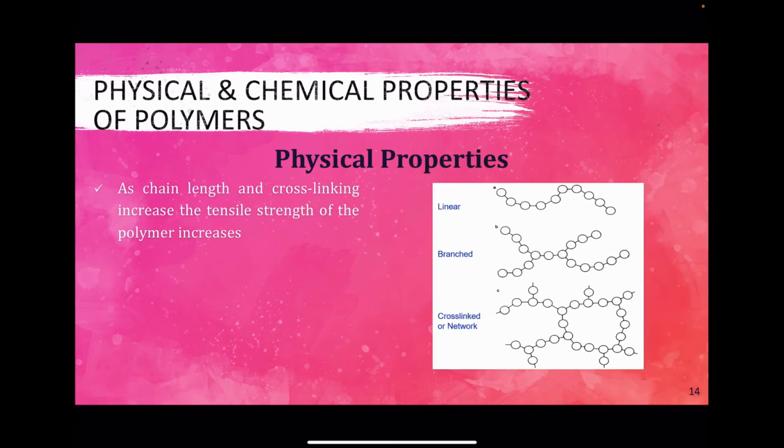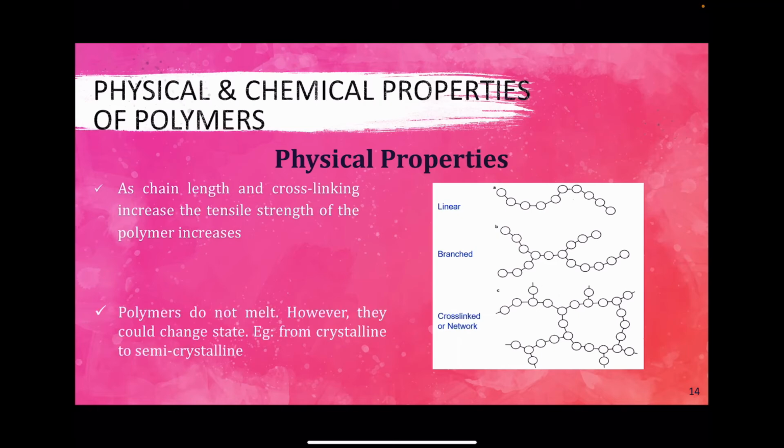Based on this structure, in the comparison between linear, branched, and cross-linked and network, the cross-linked and network give high tensile strength compared to branched and linear due to the complexity of the structure. The second one is that polymers do not melt. However, they could change state, for example, from crystalline to semi-crystalline, based on the chemical structure of the compound.